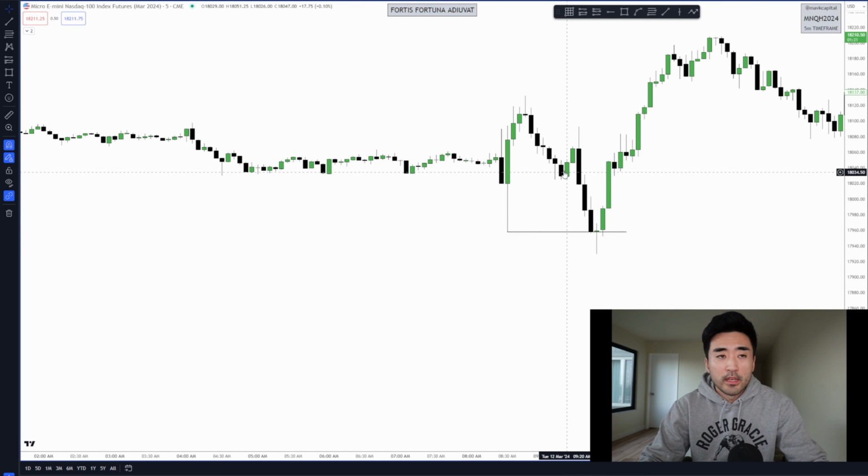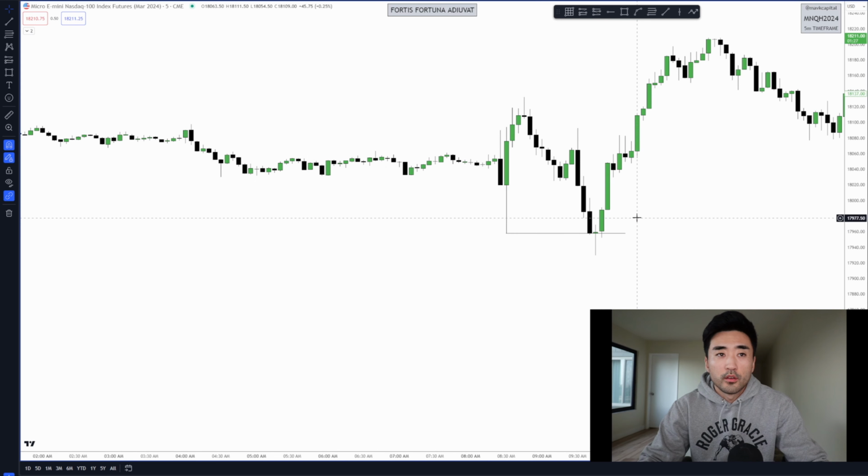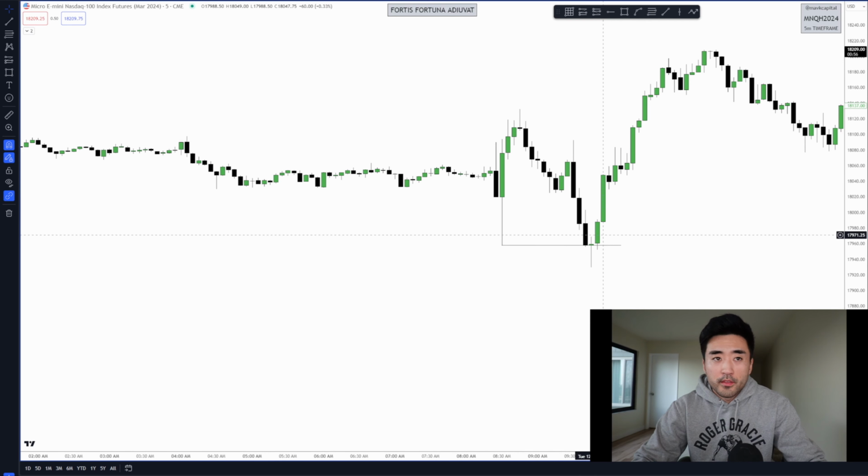So what does that tell me? It tells me that we don't want to go down any further, right? This was an actual reversal point. So being able to spot displacement and actually the lack of displacement will help you frame your trades.